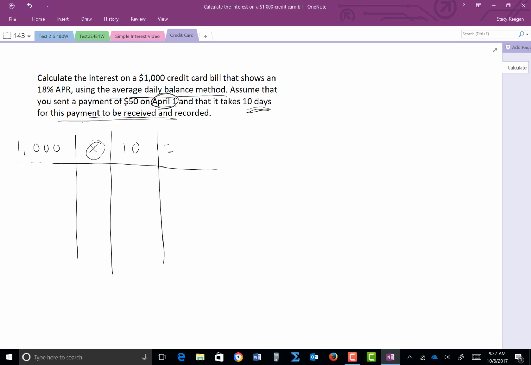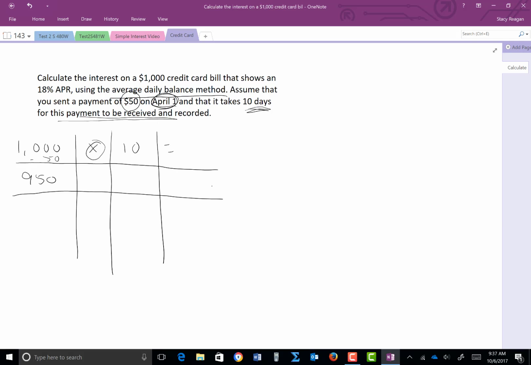Then we have to see what happens when we do have a payment. So we have a payment of $50. 1,000 minus 50 is 950. So my next balance that I have is 950. That's the only payment that I made this month. I didn't make any purchases. If I'd made purchases, I would then have to go back and add, because that adds to your balance when you make a purchase. But this one, I just made a payment.